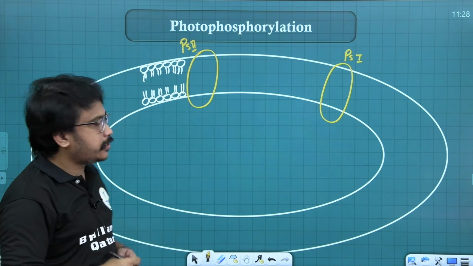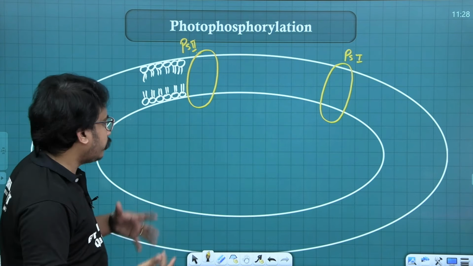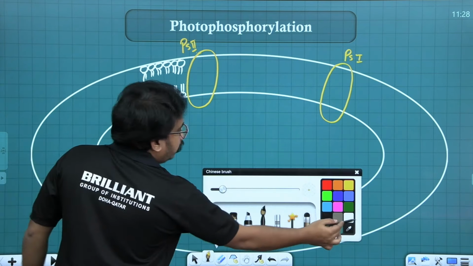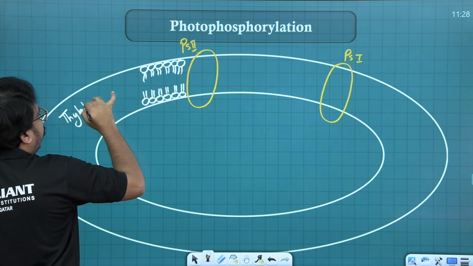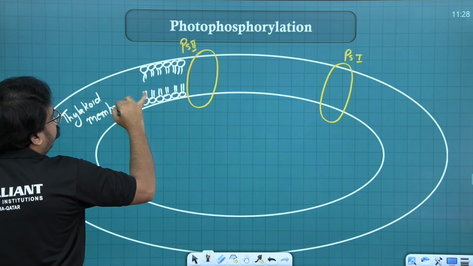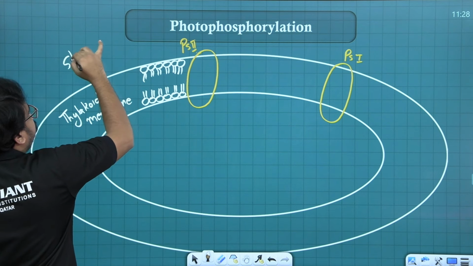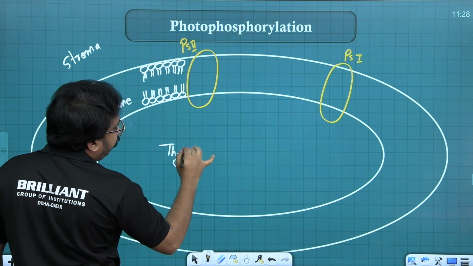In the photosystem 2, what all things are happening? This you have to observe. So photophosphorylation, here understand this is the thylakoid membrane, and outside the thylakoid membrane this is the stroma, and inside this is the thylakoid lumen.